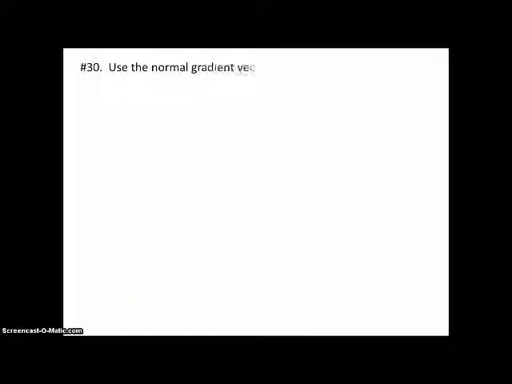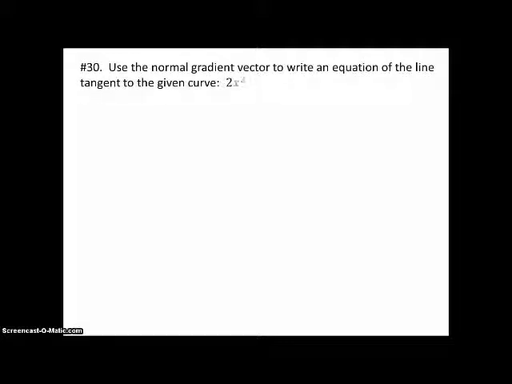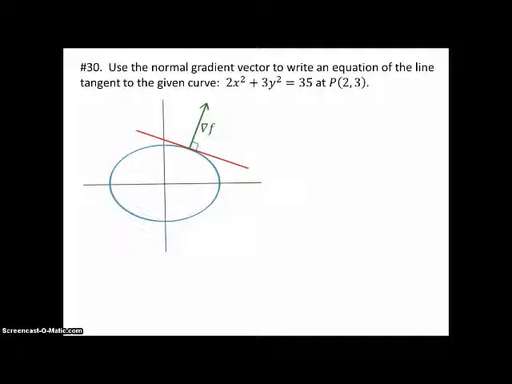Number 30. Use the normal gradient vector to write an equation of the line tangent to the given curve, 2x squared plus 3y squared equals 35 at this particular point. Alright, so here's a picture of the ellipse represented by this function. It's only in two variables there, so it's not a surface. And the gradient vector is perpendicular at the point 2, 3 to the tangent line and to the ellipse then. And the gradient vector has two components. This is like a level curve, you see.